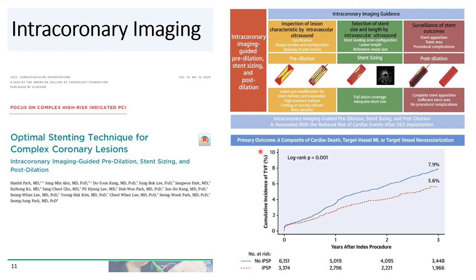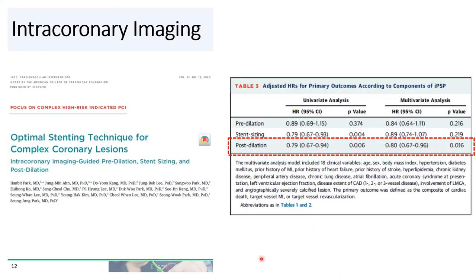And what they found was that the IPSP protocol had statistically significant fewer incidents of target vessel failure than the patients that did not receive this protocol. And this was in a fairly large study of nearly 10,000 patients. And looking at the relative importance of intravascular imaging for each of the components of IPSP, pre-dilation, stent sizing, and post-dilation, the authors found that intravascular imaging was especially important for guiding post-dilation, and perhaps less so for guiding pre-dilation.